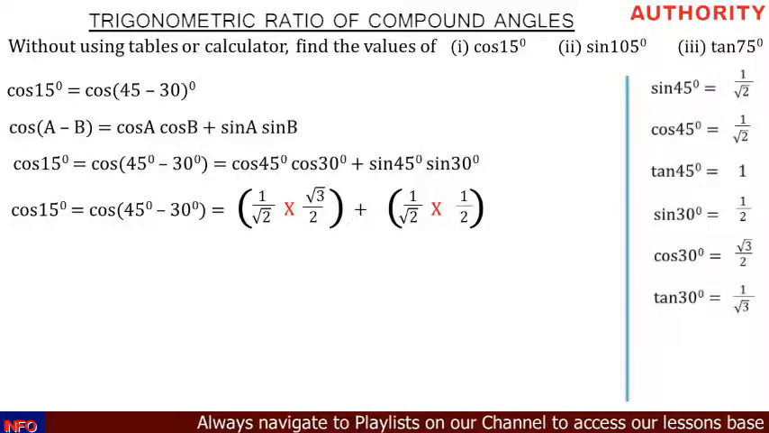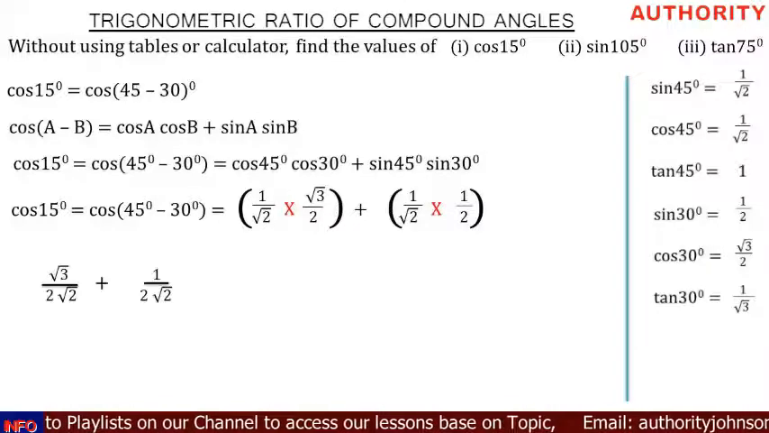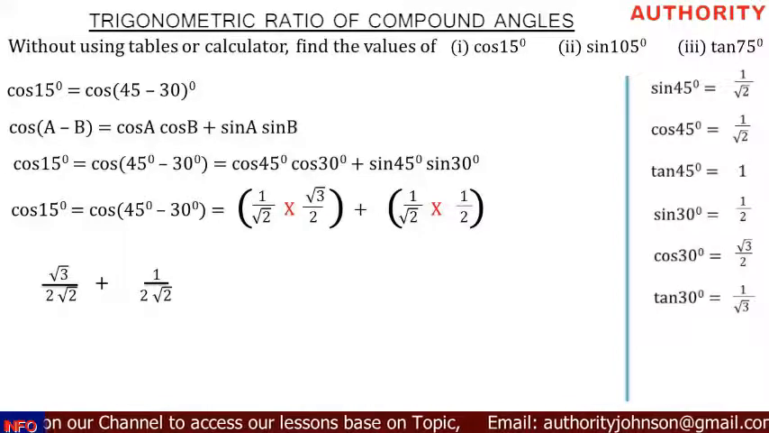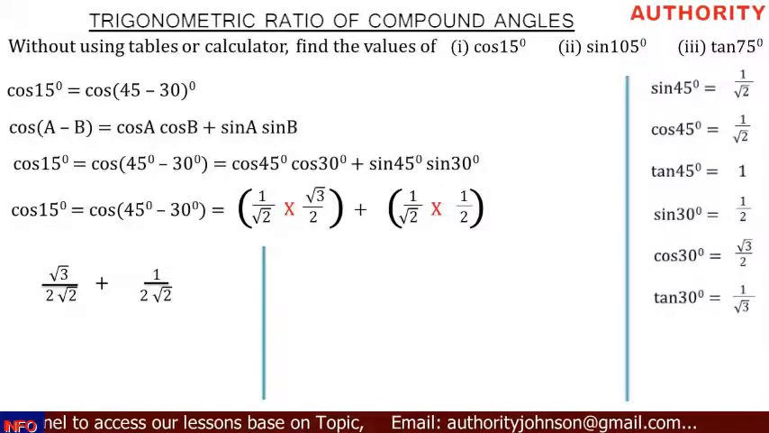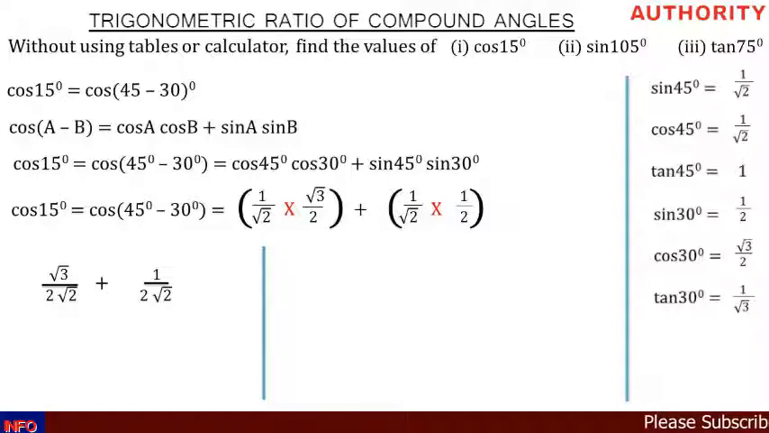So in the first side, we have 1 over root 2 times root 3 over 2. Let's multiply. 1 times root 3 is root 3, and root 2 times 2 is going to give you 2 root 2. Then we have plus the other side. 1 times 1 is going to give us 1, and root 2 times 2 is going to give you 2 root 2. Okay? Now we are having root 3 over 2 root 2 plus 1 over 2 root 2. In this place now, let's combine them, or let's just add them together.